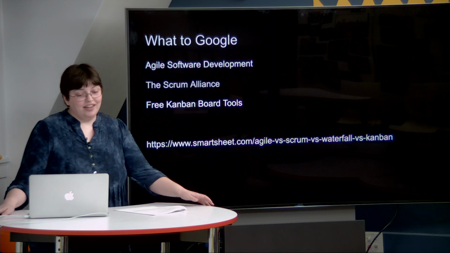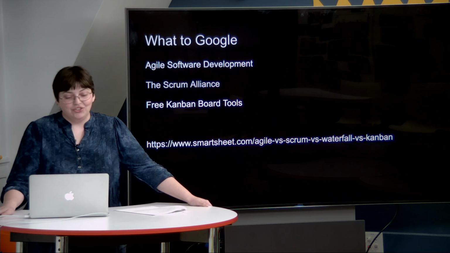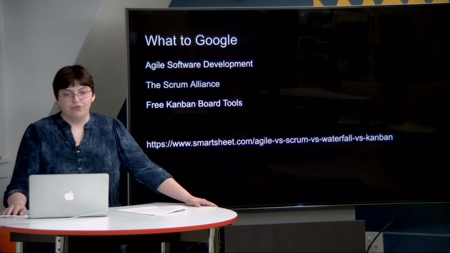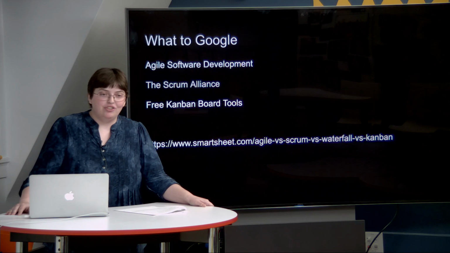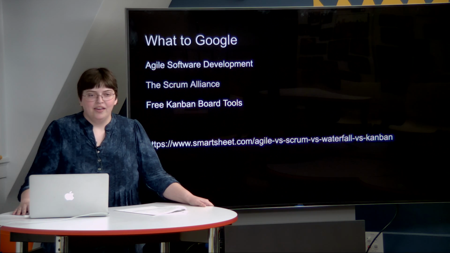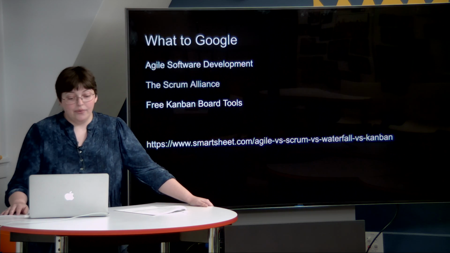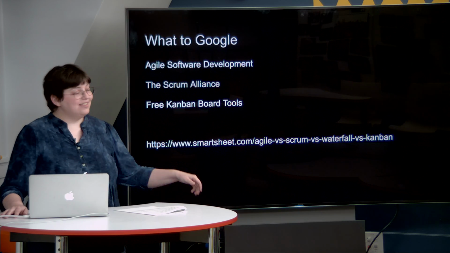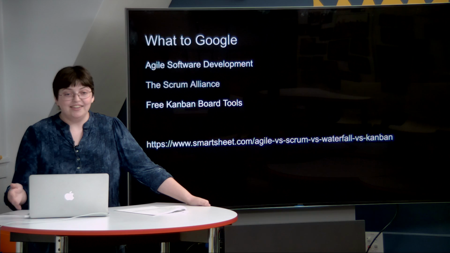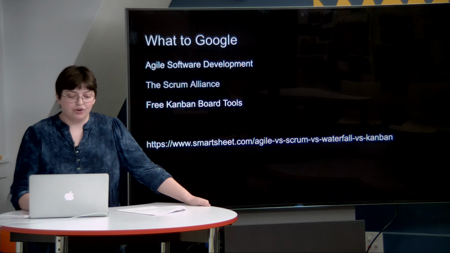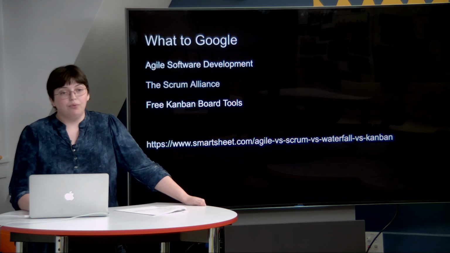Here are some things you might think about Googling. Agile software development in general is a great thing to look into. There are other subsets of Agile that I haven't mentioned, things like extreme programming. The Scrum Alliance is one of the better official sites to go to for information on Scrum. And there are some free Kanban board tools out there.